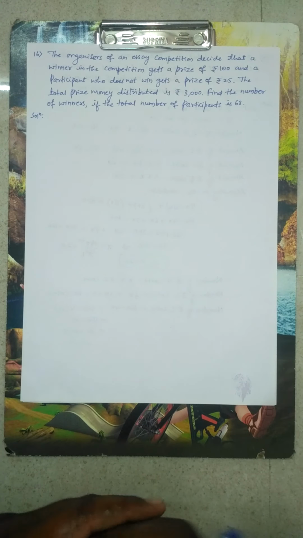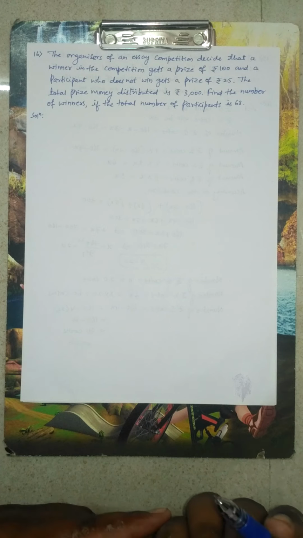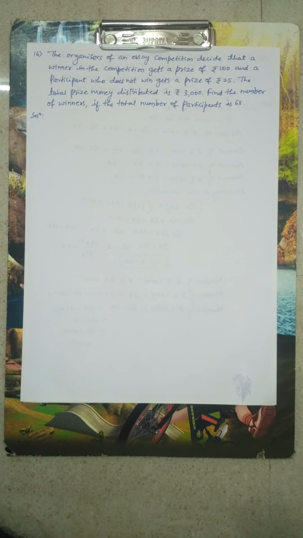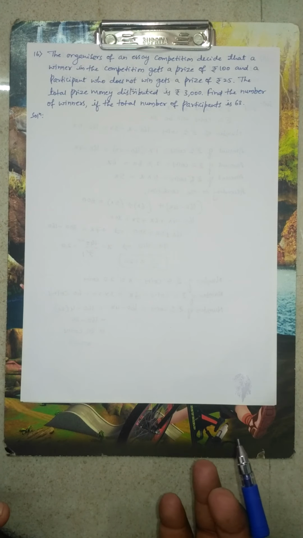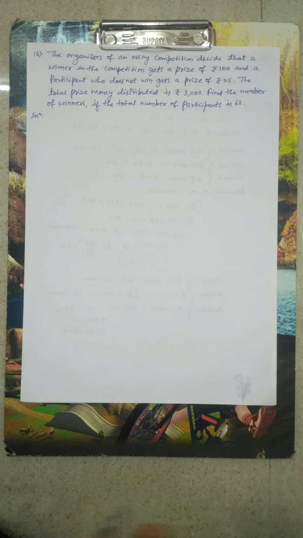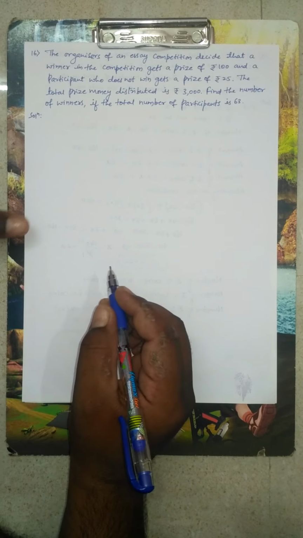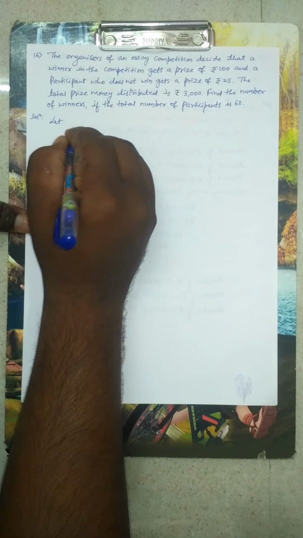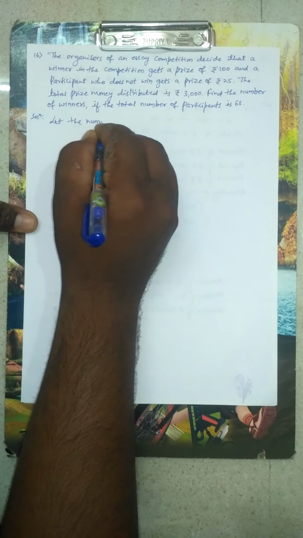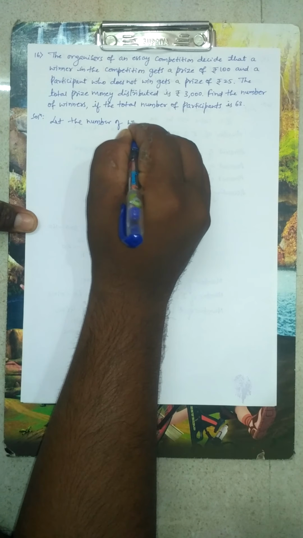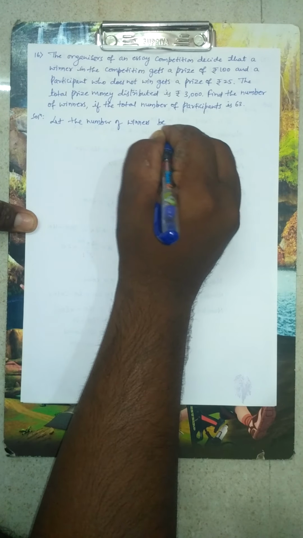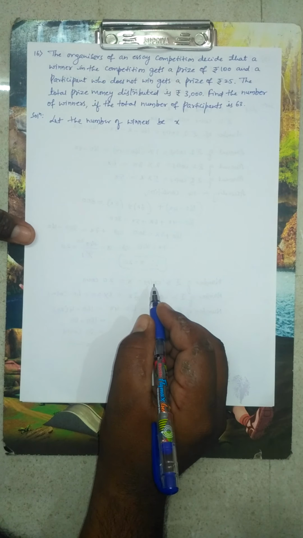So a winner is going to get 100 rupees, and if you just participate and do not win also, you are going to get 25 rupees. So if you add winners and non-winners, that is 63, and the total overall amount distributed to each and everyone is 3000. So what we have to find out? The number of winners. So how to find it here? Let the number of winners be x, right?